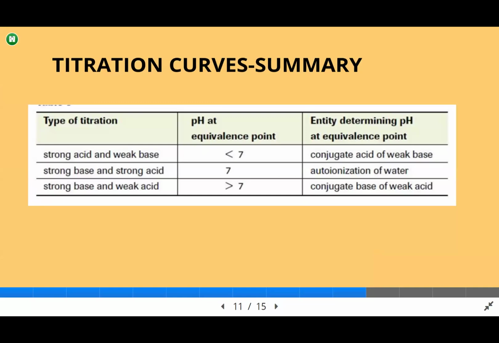This is a summary of the titration characteristics. So for the type of titration, a strong acid and a weak base will have a pH at the equivalence point less than 7. A strong base and a strong acid will be approximately at an equivalence point of 7. And then a strong base and a weak acid, it will be greater than 7.